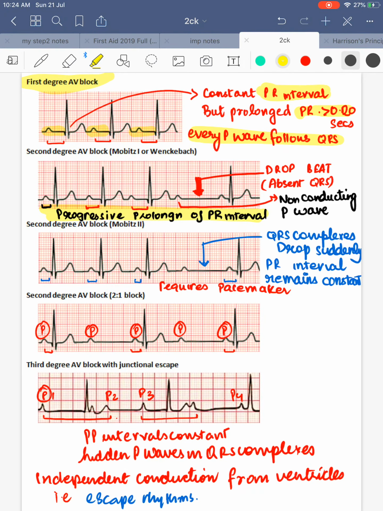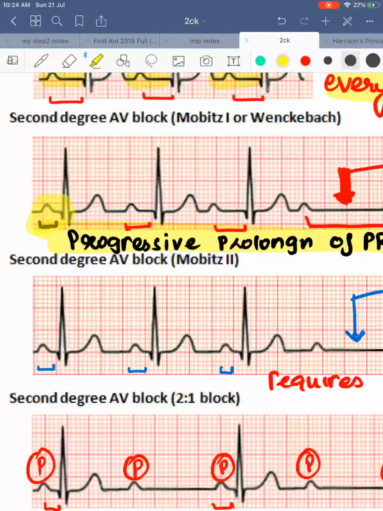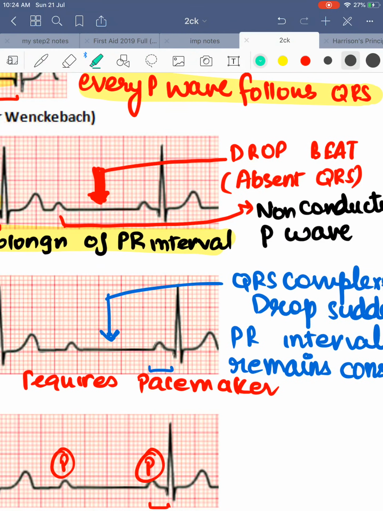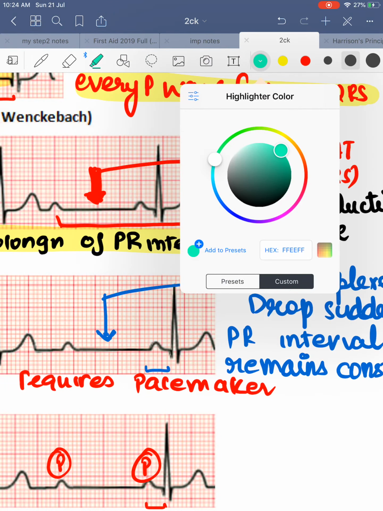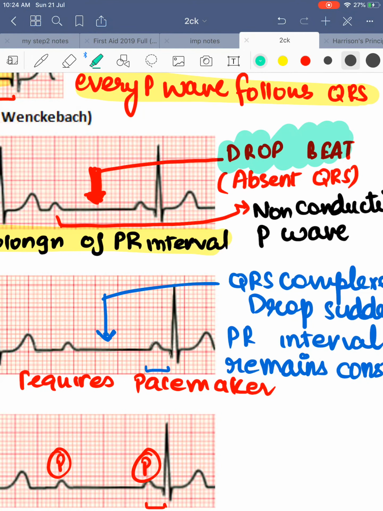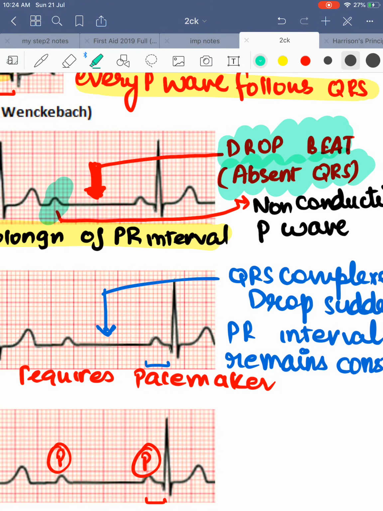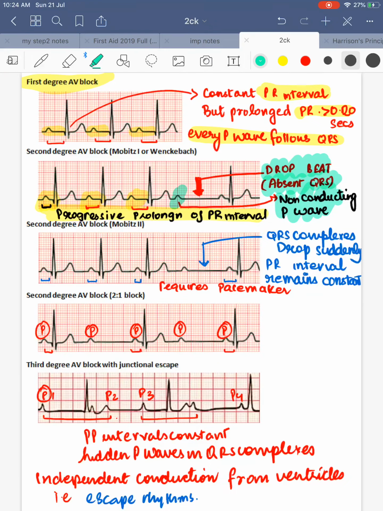Whenever you get an ECG, you will see that here the PR interval is quite less and it is increasing with every beat. And after a few prolongations of the PR intervals, there is a missing QRS complex here, you can see. This is known as a drop beat, that is absent QRS after the P wave, and this would be known as a non-conducting P wave. It didn't conduct, right? So these are the most important words for second degree AV block Mobitz type 1.